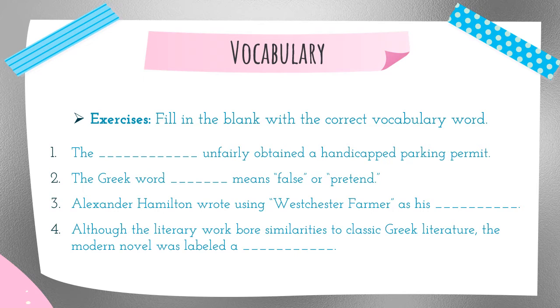If you have not yet filled in these blanks, go ahead and pause your video because I'm going to give the answers. So number 1 would be a pseudo-invalid, someone who's not actually handicapped, but they pretend so that they could get this parking pass. The Greek word pseudo means false or pretend. Alexander Hamilton wrote using Westchester Farmer as his pseudonym, his pen name. Although the literary work bore similarities to classic literature, the modern, meaning it was written right now, the modern novel was labeled a pseudo-classic.